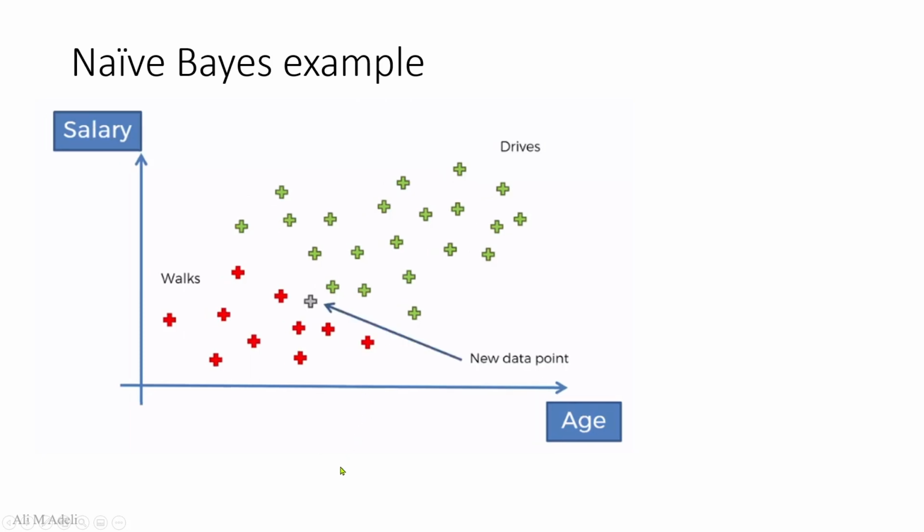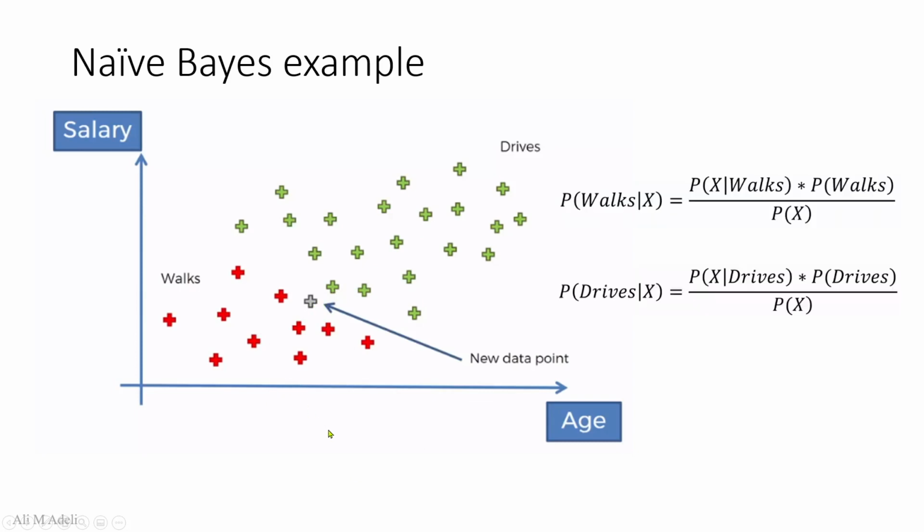Let's say I have a new data point. I want to classify it. I want to assign it to one of these two classes, right? So what I'm interested in is the probability of belonging to the walks class given the information that I have about this point, basically age and salary. And I want to calculate the probability of belonging to the drives class, or probability of driving, given the information I have about this data point. And then once I have these two, whichever probability is higher, I'm going to assign the observation to that outcome class.